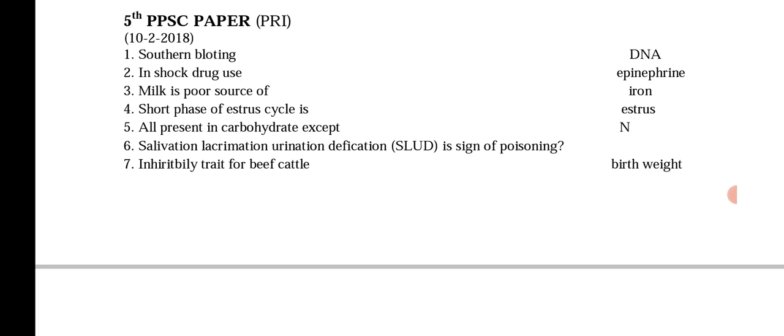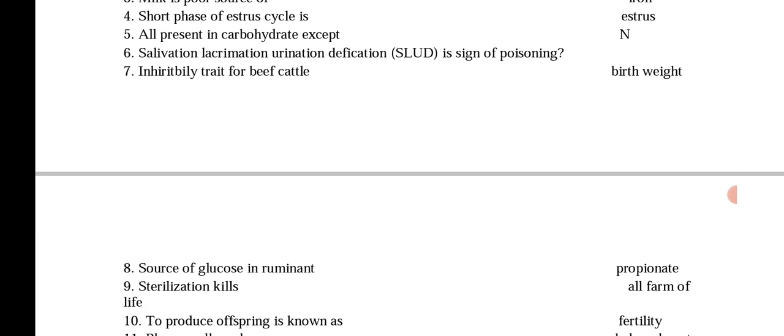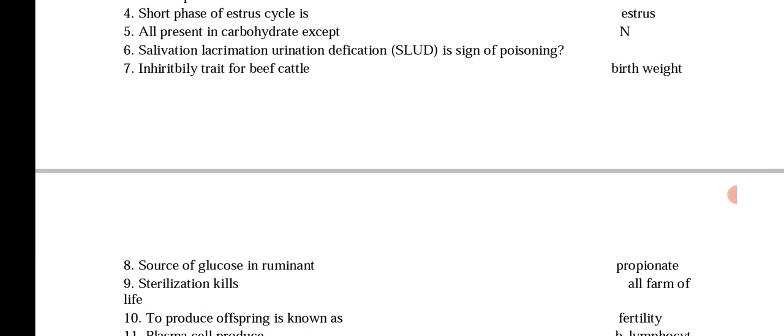Salivation, lacrimation, urination, defecation are signs of which poisoning, do not know. Heritable trait for beef cattle is birth weight. Birth weight is an inheritable trait. It can pass on from generation to generation.